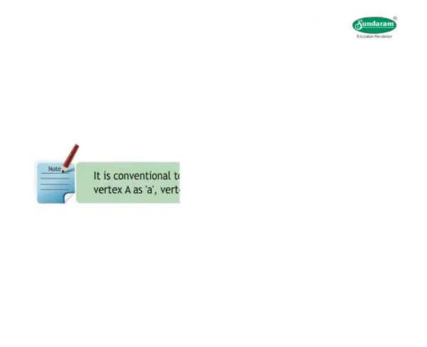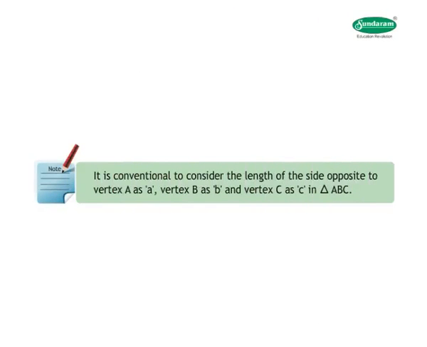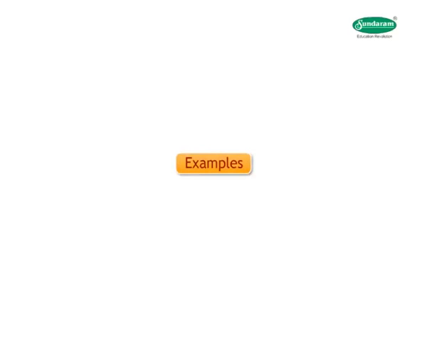Note: it is conventional to consider the length of the side opposite to vertex A as small a, vertex B as small b, and vertex C as small c in triangle ABC. Let us look at a few examples.